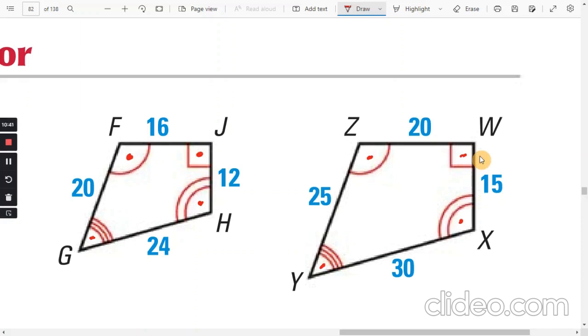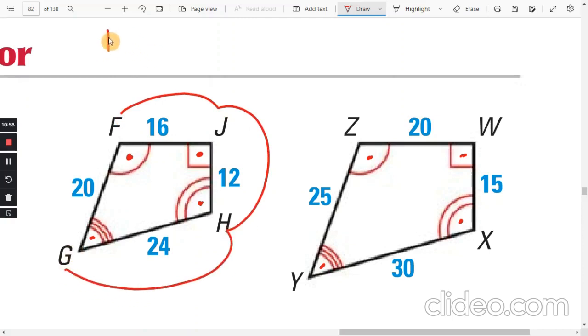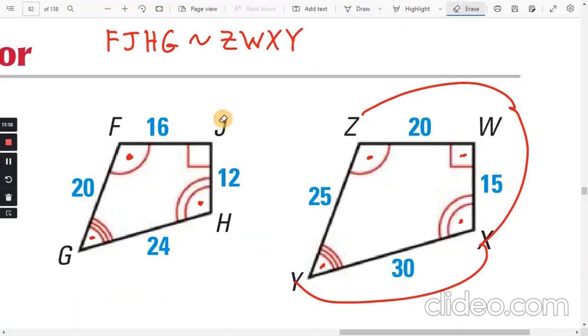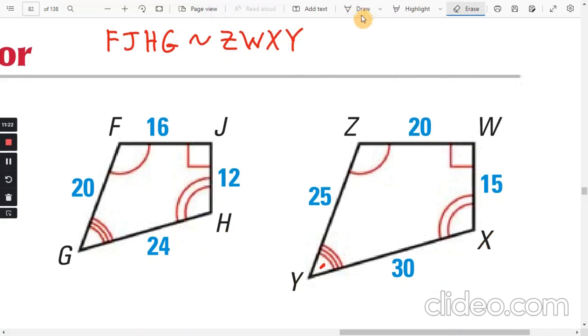All right. So let's see. When you name a polygon, you're supposed to go in order. Okay, you can start anywhere and go around in either direction. So I'm thinking F, J, H, G. Okay, F, J, H, G is similar to, and you do this one the same way, Z, W, X, Y. So when you do that, you want to make sure the angles match. Okay, so you see F matches Z, you see J matches W, and so on.